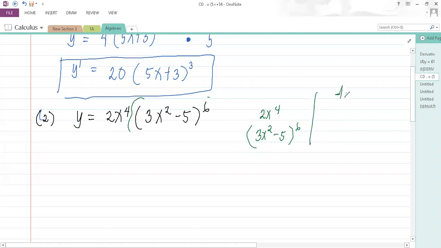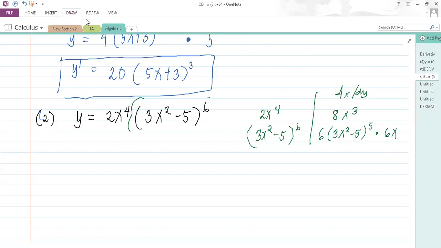Okay? So yung dy/dx ng 2x raised to 4 is equal to, ilan ito? 8x raised to 3. Okay? And dito, 6 multiplied by (3x squared minus 5), 6 minus 1, that is 5, multiplied by 6x. Okay. So parang yung example number 1 natin, ito. So yan na yung magiging derivative.